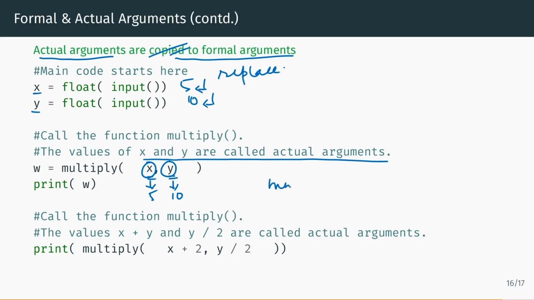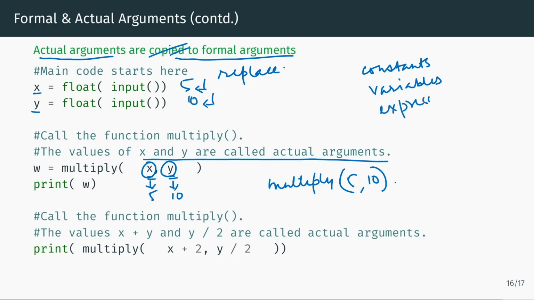You can also call multiply and pass it the actual numbers. You can say 5 and 10. You can also pass expressions. Remember, in function calls you can have constants, which are like 5, 10, you can have variables, or you can have expressions. So you can say multiply 5, 10, in which case 5 would replace n1 and 10 would replace n2.